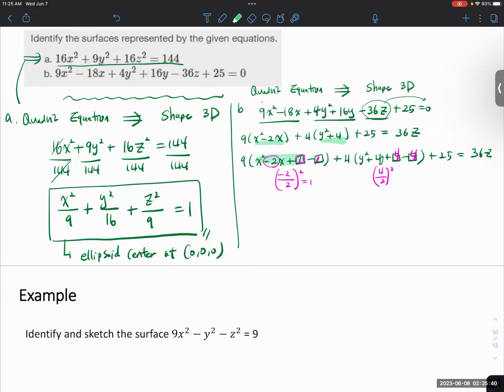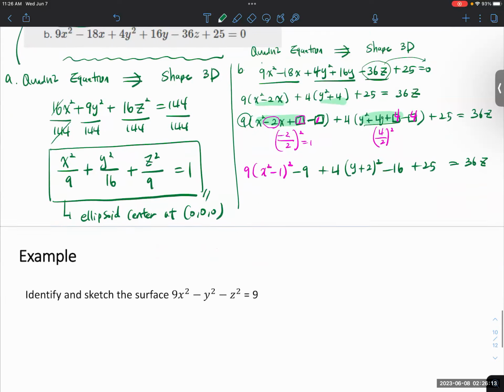The first three terms are your binomial factor. So 9 times (x minus 1) squared, and then I have minus 1. You have to multiply by 9 to remove the parentheses. So 9 times 1. And the y part is 4 times (y minus 2) squared, and minus 4 times 4, minus 16.